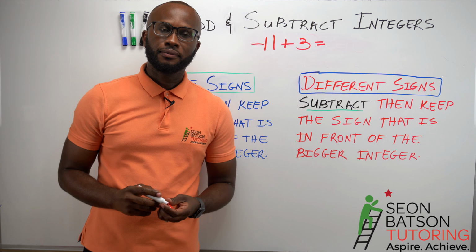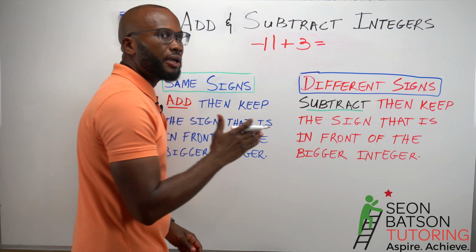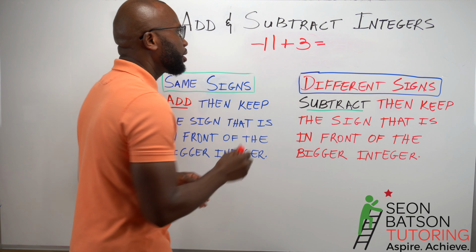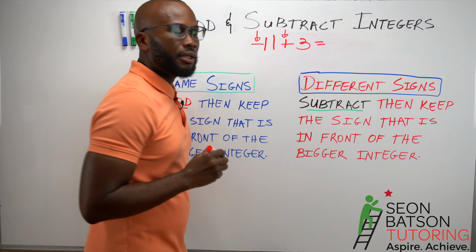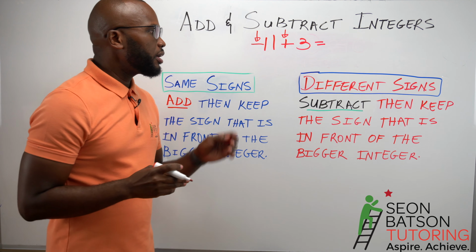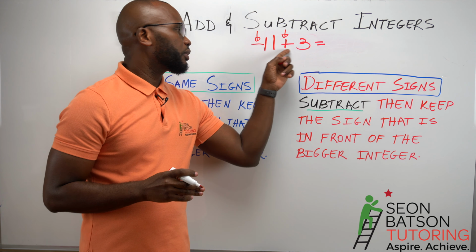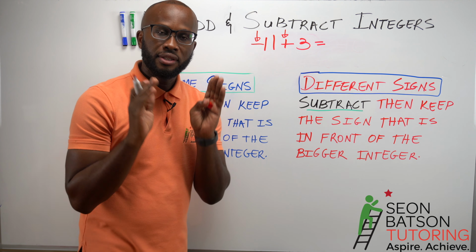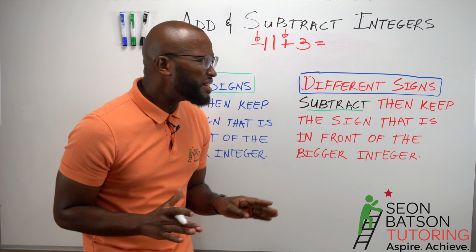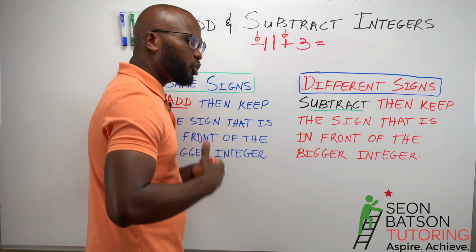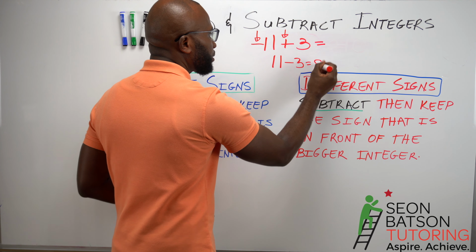What happens here? Again, we examine the signs that are in front of the integers. We have a negative sign here, and we have a positive sign here. Therefore, the signs that are in front of the integers are different. One is negative, one is positive. When the signs are different, we are going to subtract. So we will subtract the normal way we subtract. We put 11, take 3, will give us 8.